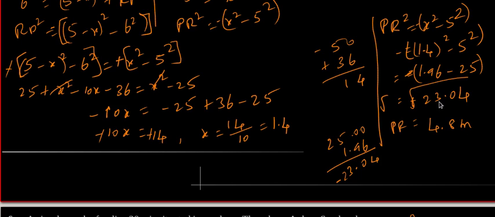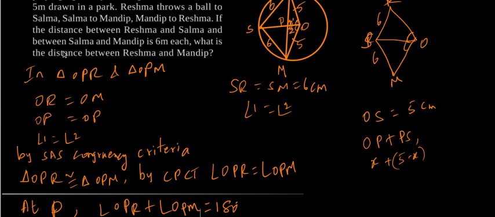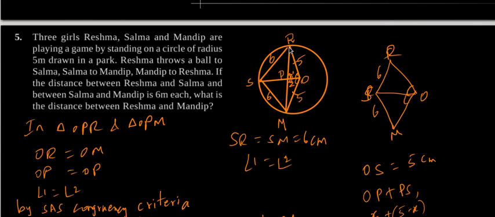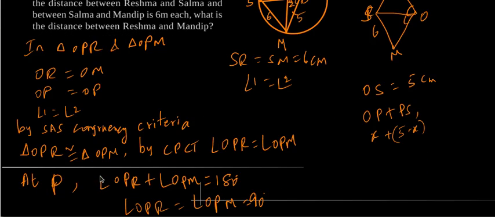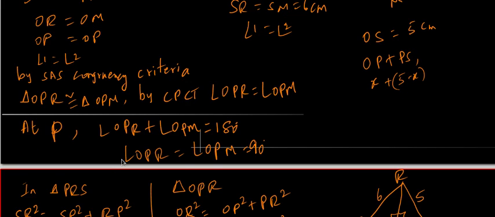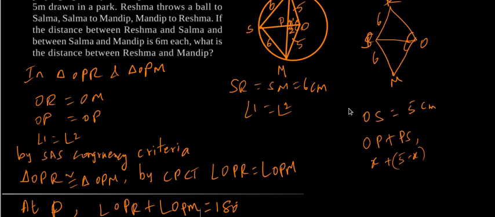4 4s are 16. 5 5s are 25. So 5 times is not possible, so 4 times only is possible. 4 4s are 16, it will go 8 times remaining. So PR is 4.8 meter. We need to find the distance from Reshma to Mandip. This is nothing but PR plus PM. So this PR only we found now. Both are equidistant. By corresponding parts we have seen that PR equal to PM.